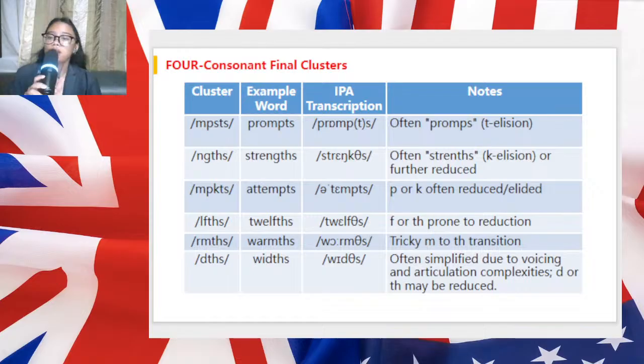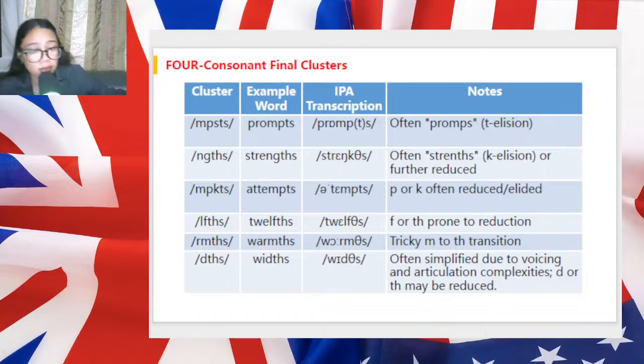First, we have the MPTS cluster, as in the word prompts. This is composed of M, P, S and T. The IPA shows the T is often elided or dropped in natural speech. The full deliberate pronunciation would be prompts, but many speakers will simplify it.